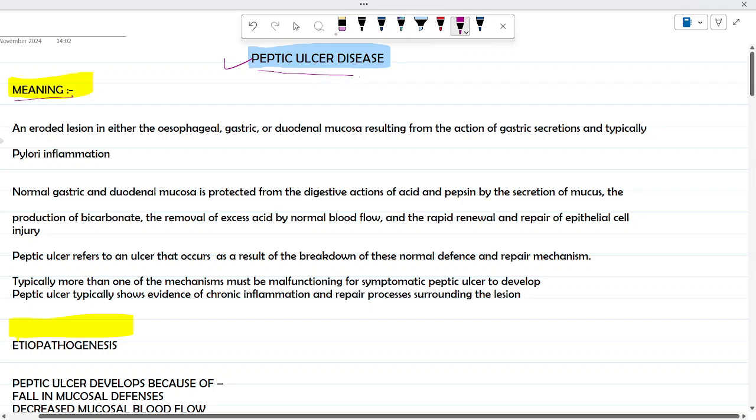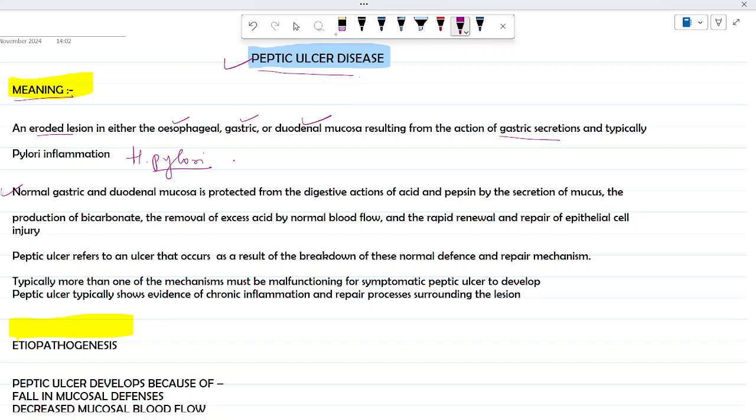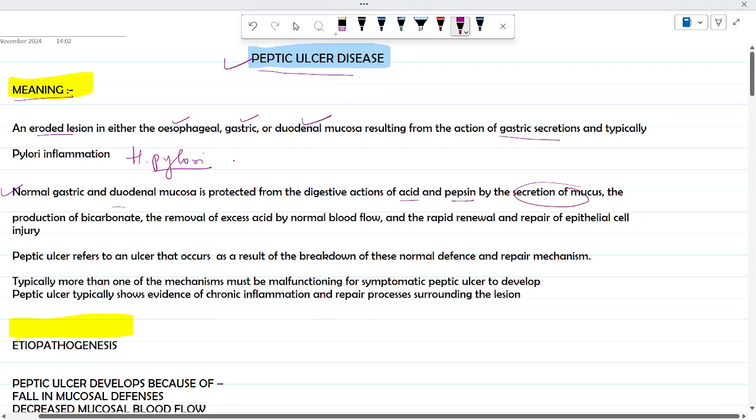It is usually an eroded lesion in the esophageal, gastric or duodenal mucosa that results from the action of gastric secretions, and typically it is because of H. pylori inflammation. Now, in normal cases, the gastric and duodenal mucosa is protected from the digestive actions of acid and pepsin, and that is due to secretion of mucus, production of bicarbonate, the removal of excess acid by normal blood flow, and the rapid renewal and repair of epithelial cell injury.